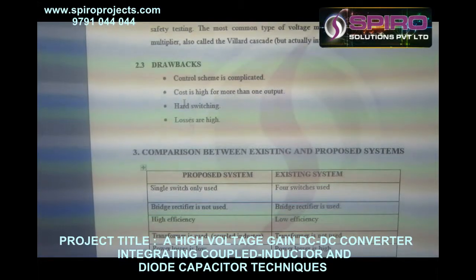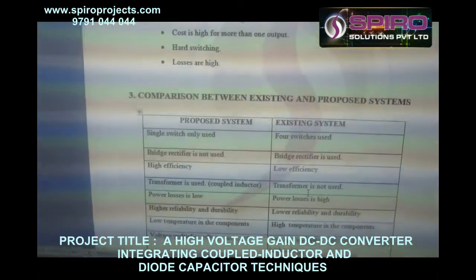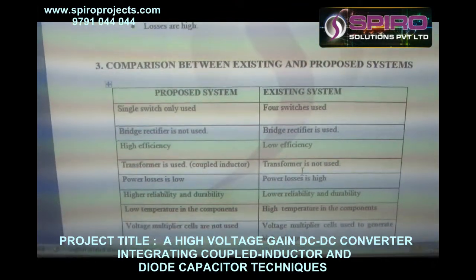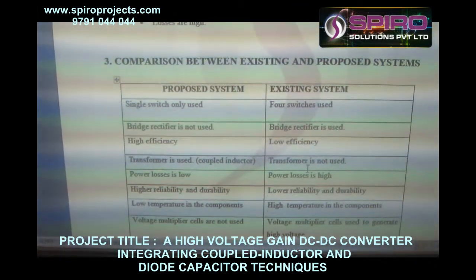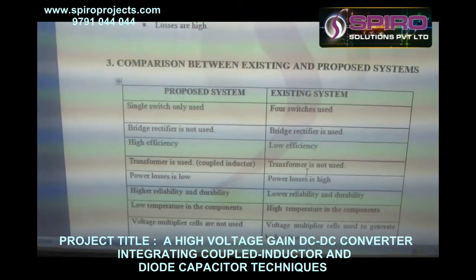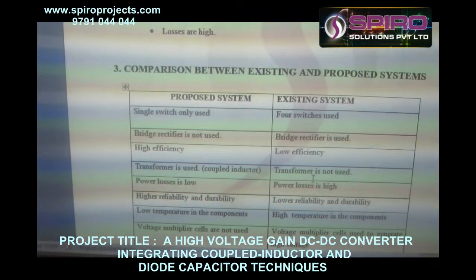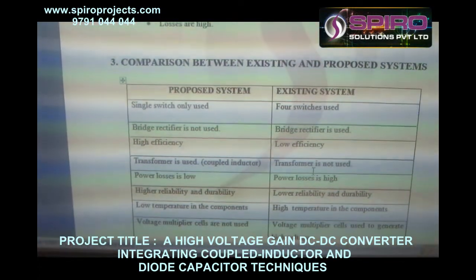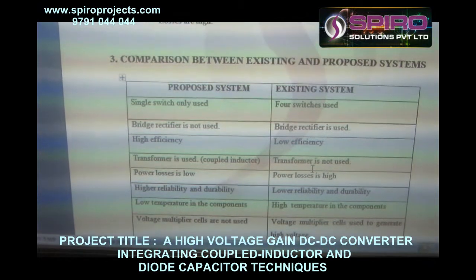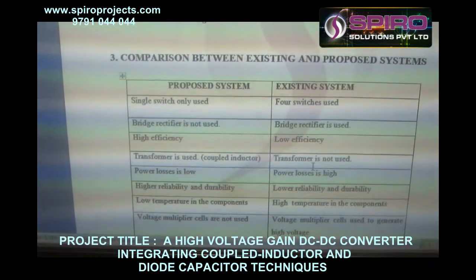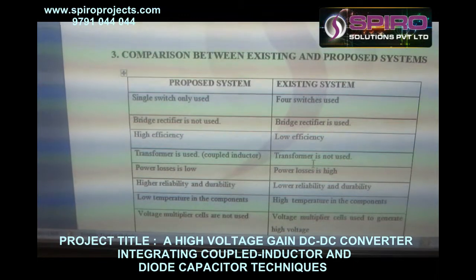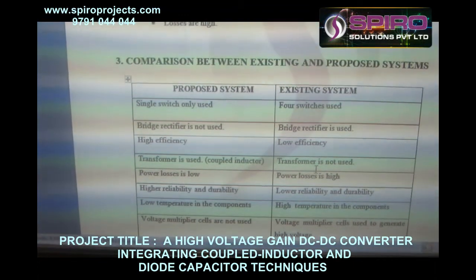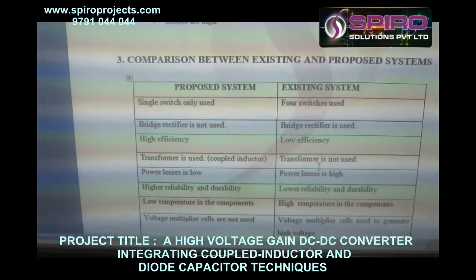So the proposed system and the existing system compared: the proposed system uses only a single switch, but the existing system has 4 switches because of hard switching. In the proposed system a bridge rectifier is not required, but the existing system uses a bridge rectifier. The proposed system gets very high efficiency, but the existing system cannot get high efficiency. A transformer is used in the proposed system, but the existing system cannot use the transformer.